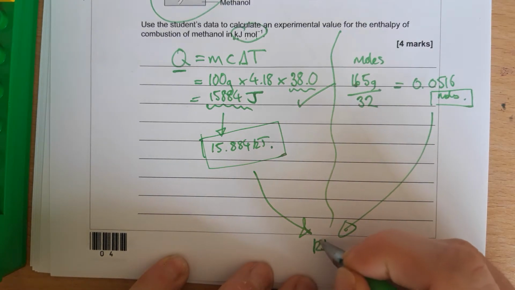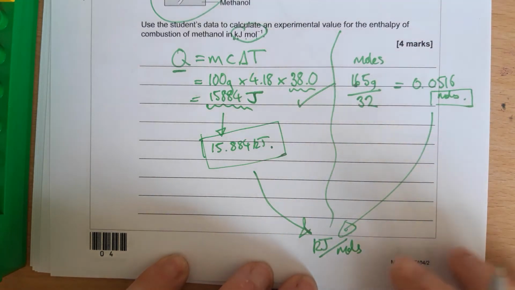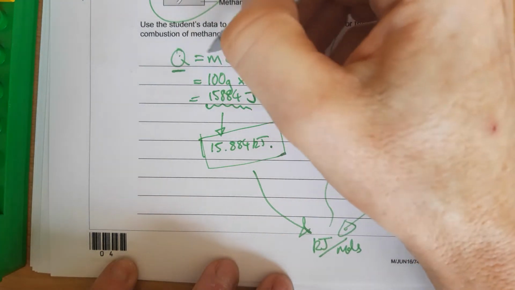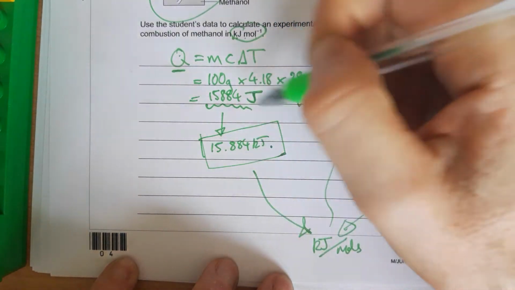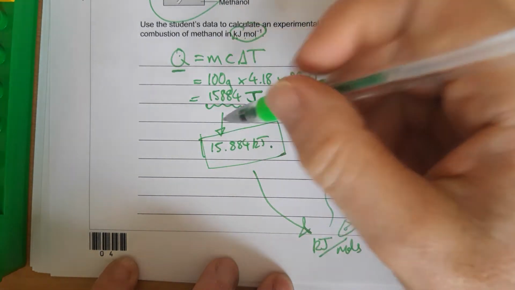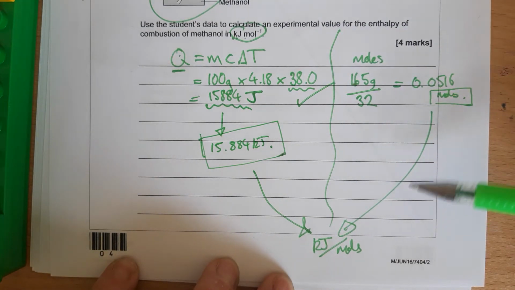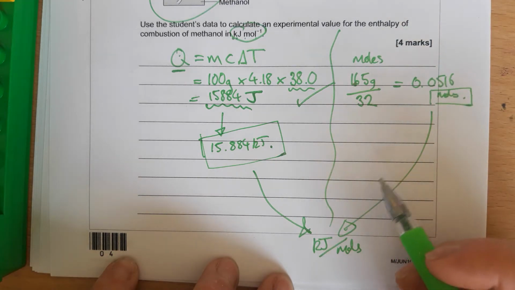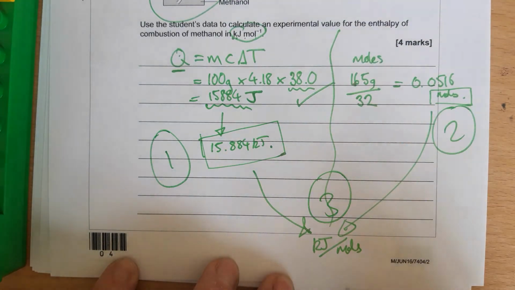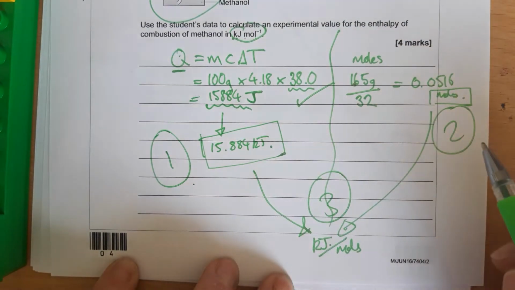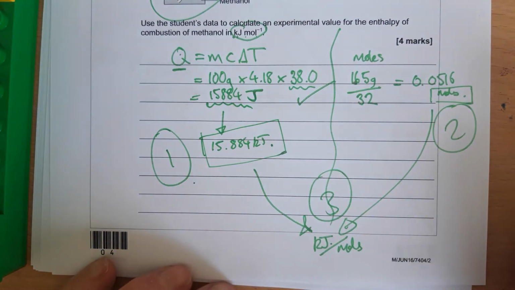So kilojoules per mole literally means kilojoules divided by moles. The word per means divide by. So in any Q equals mc delta T question, half of the question is working out the amount of energy that goes into the water, that's this half, and half of the question is working out the number of moles of fuel or moles of chemical that have been reacted. And then the final step is to work out the kilojoules from step 1 divided by the moles from step 2. It always works. It's a lovely way of doing it.